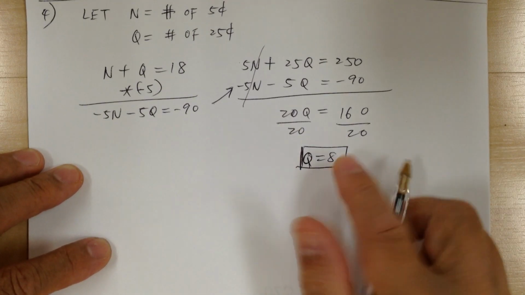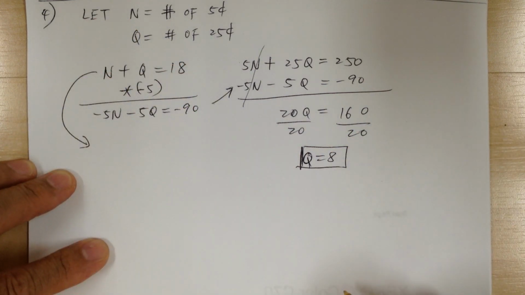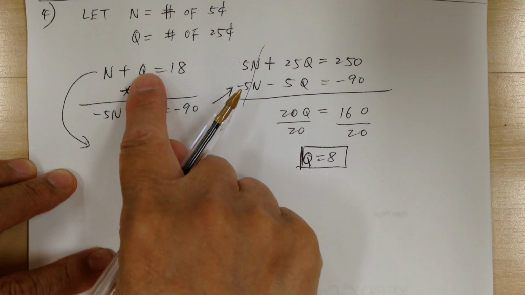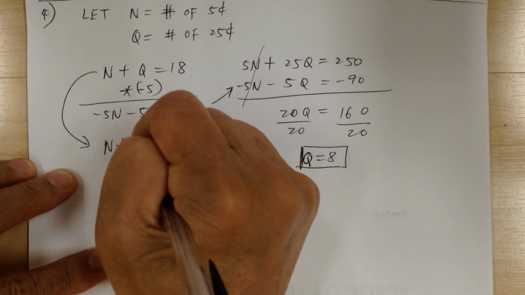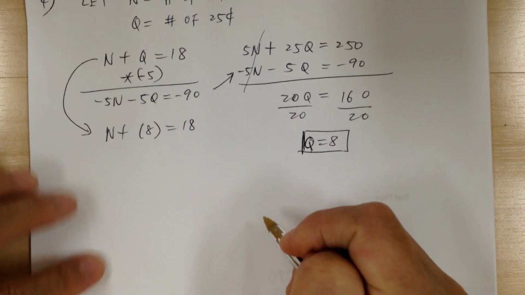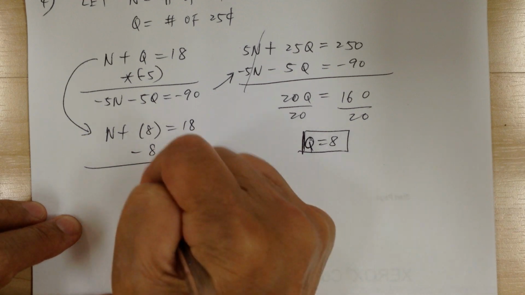So once I find Q equal to 8, I'm going to use this equation here. Again, choose the easiest equation. So I'm going to use this equation to solve for N. So I got N plus 8 equal to 18. Okay, so minus 8 on each side. So I got N equal to 10.